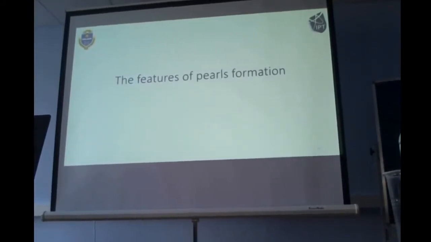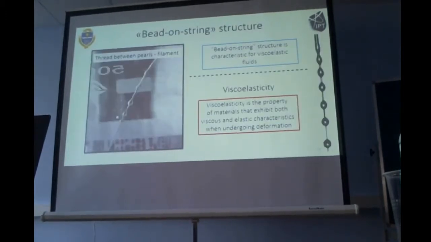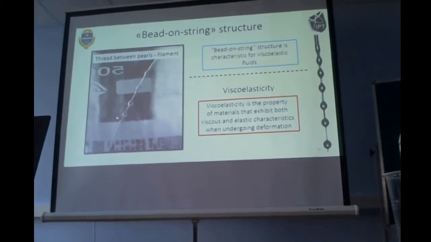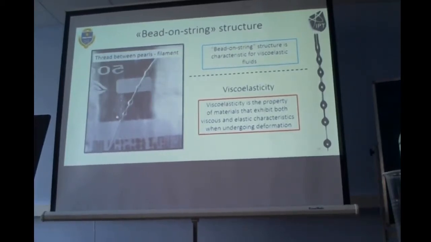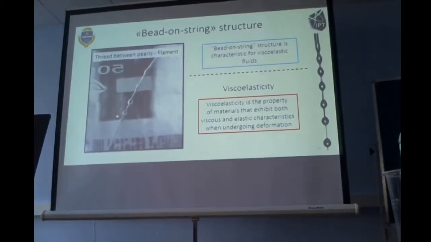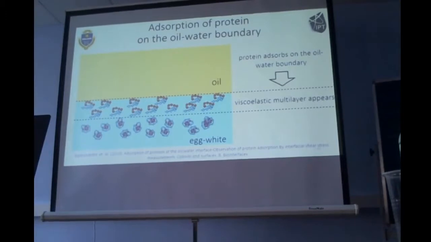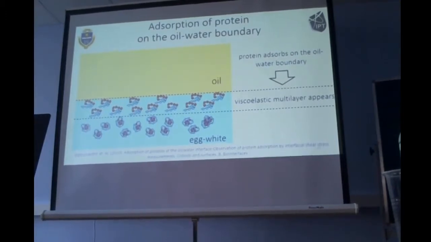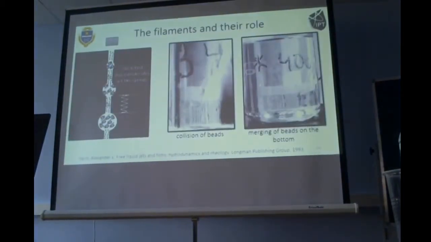And now let's consider some features of pearl formation. We can see that it's very common that the pearls are connected with a string. This string is very characteristic for viscoelastic fluids. Viscoelasticity characterizes the elastic characteristics of the liquid. This is caused by the absorption of the protein on the oil-water boundary, so the viscoelastic mobility appears. And we can see that in our charts, the filaments cause the merging of the beads and the collision of them on the string.